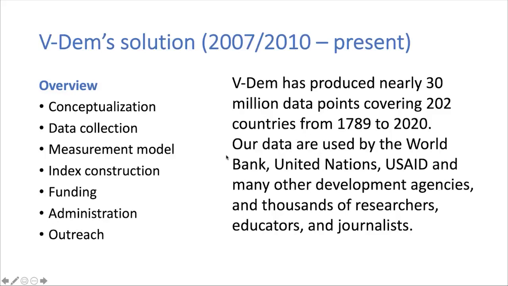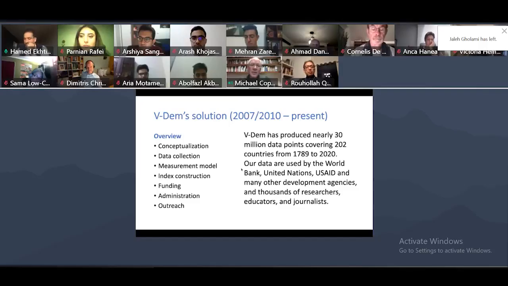Next slide. So we formed a group called Varieties of Democracy, or VDEM, beginning between 2007 and 2010. It continues today, and the project has been very successful. We've produced nearly 30 million data points covering 202 countries from 1789 to 2020. And now our data are used by the World Bank, the United Nations, USAID, and many other development agencies, and needless to say, many researchers.